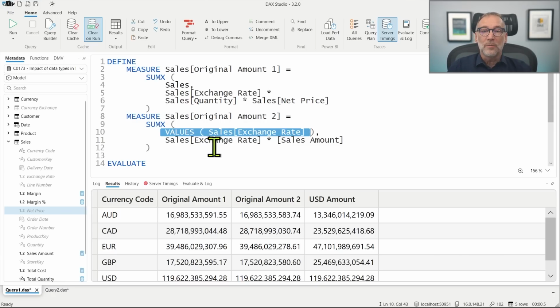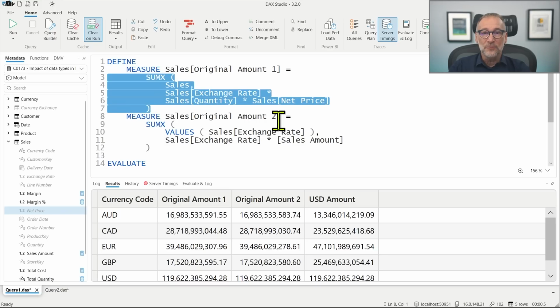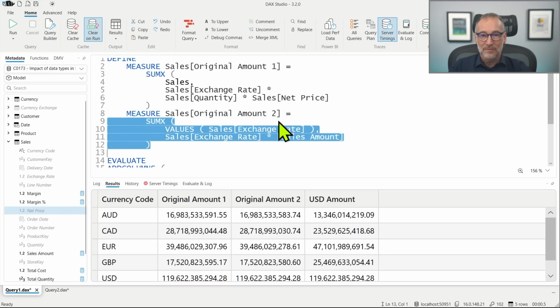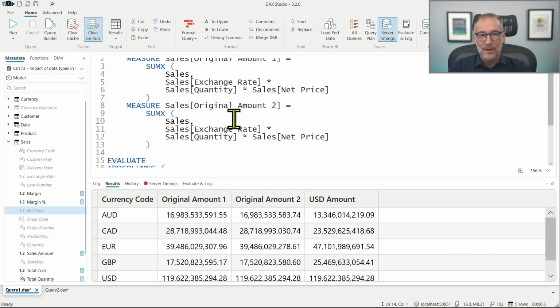And if you are worried about numbers being correct or wrong, look at what happens if, for example, I use a different definition for Original Amount 2. Instead of using the iterator over the net price, I just replace quantity and net price, and do the multiplication in a different way. I multiply by net price first and by quantity last. And then I run the code.